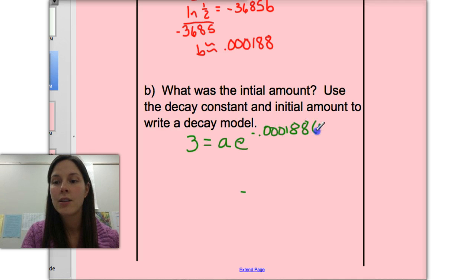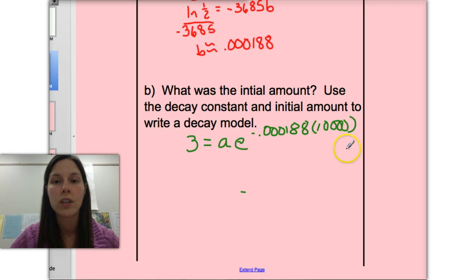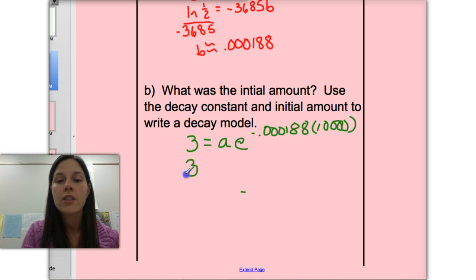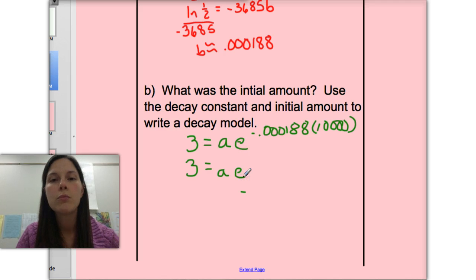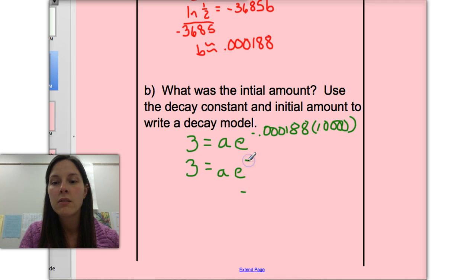And it took 10,000 years for it to decay to 3 grams. So to solve for a, we're going to divide by e to the nasty power. First, you may want to simplify that ugly power. Remember, when you multiply by powers of 10, hopefully you know this, you just move the decimal to the right. So we have 4 zeros on 10,000, so we're going to move our decimal point 4 places to the right.